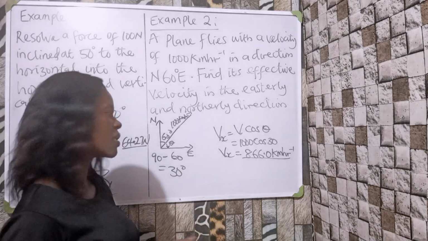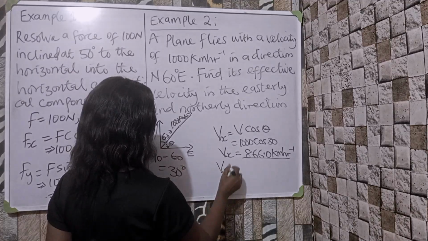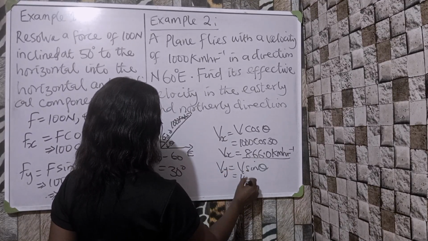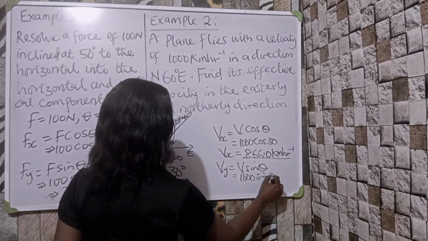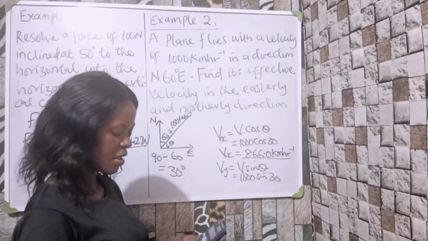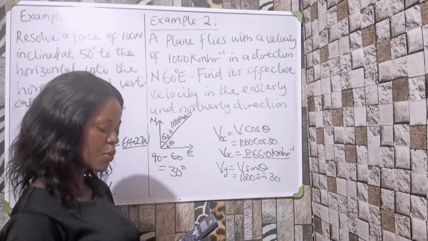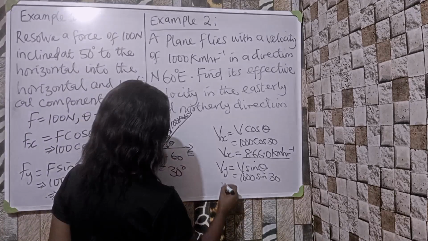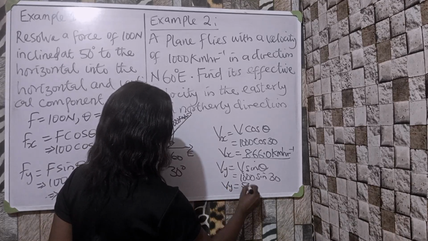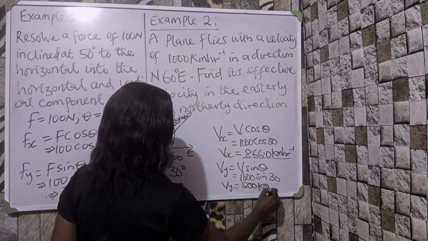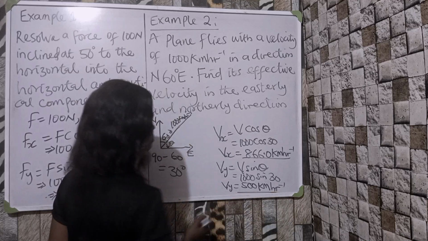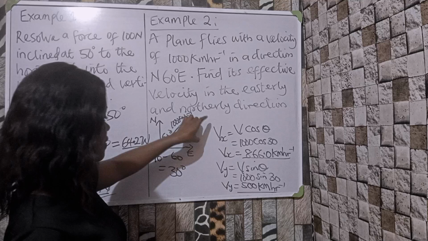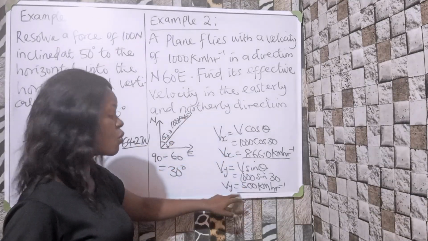So the vertical component of the velocity is what? Vy is equal to V sine theta. That is 1000 sine 30. Okay, so we say sine 30 is equal to this times 1000. I'm going to have 500. So my Vy is equal to 500 km per hour. Is that okay? Hope you understand that. So this is how we can resolve this velocity into horizontal and vertical components.